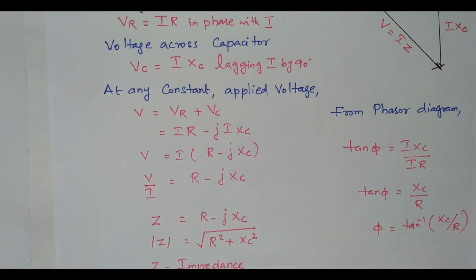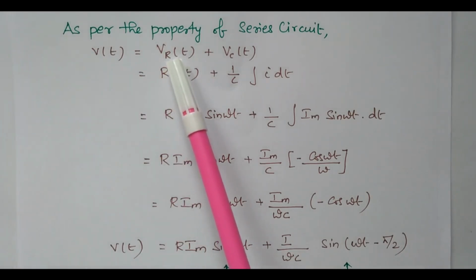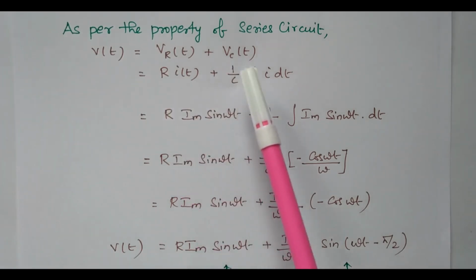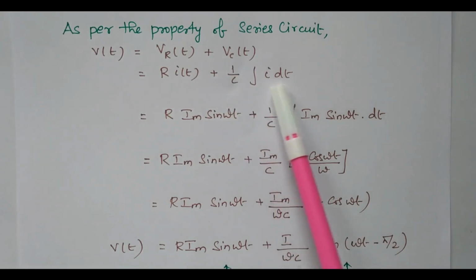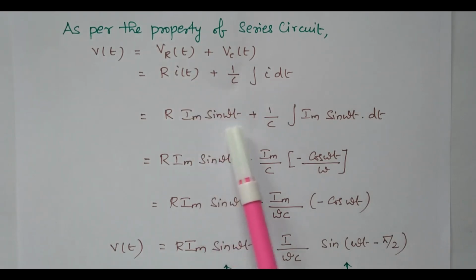Now we'll go to the phase difference between current and voltage. Because of the series circuit, the applied voltage can be written as the voltage drop across the resistor plus the voltage drop across the capacitor. This is one more analysis in order to get the angle between applied voltage and current. So VR is nothing but R into i of t. The voltage drop across the capacitor is 1 by C integral i dt. So the formula is available. What is i of t? i of t is nothing but Im sin omega t.